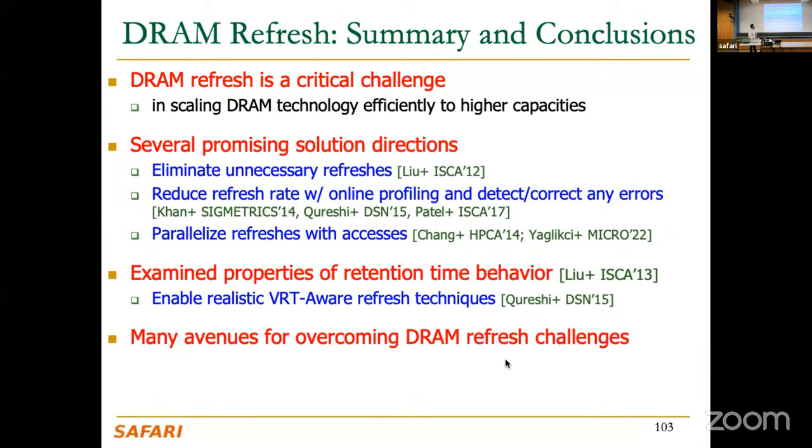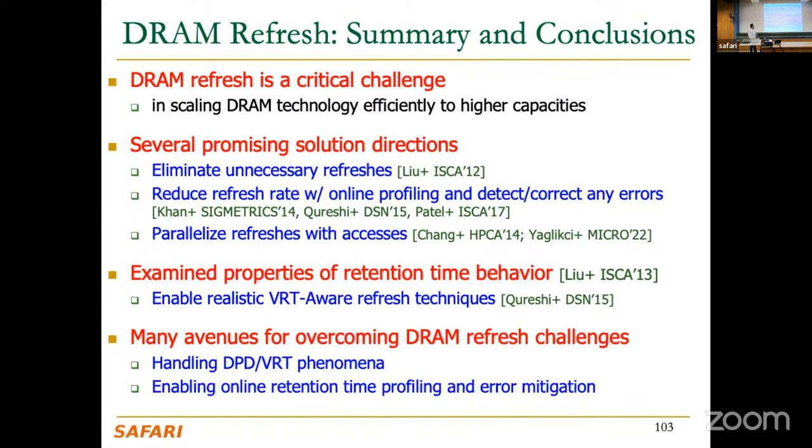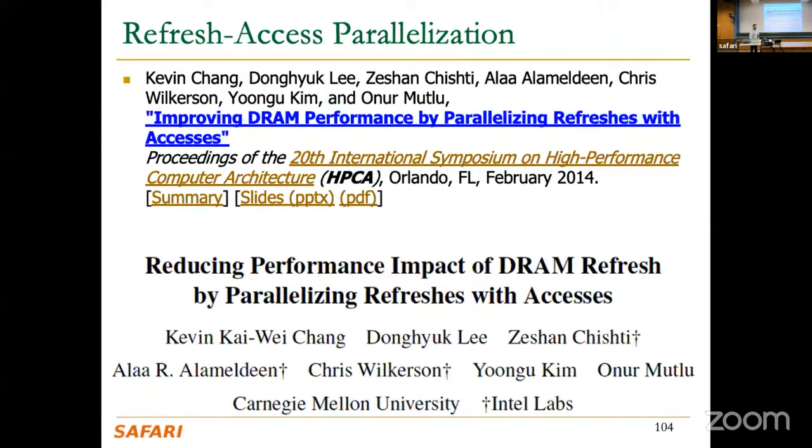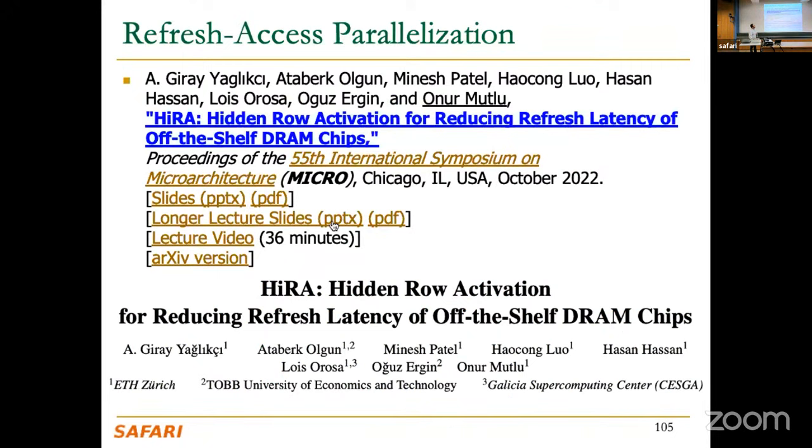And there are many avenues of overcoming DRAM refresh challenges. Handling data pattern dependency and variable retention time phenomena is quite important. And enabling online retention time profiling and error mitigation is also still an open challenge. And we can also exploit application behavior in different ways that we will not talk about. And this is the other work that I briefly mentioned that was published in HPCA 2014 that proposes a way to parallelize refresh with accesses. We later observed in MICRO 2022 that we can do this on off-the-shelf DRAM chips.